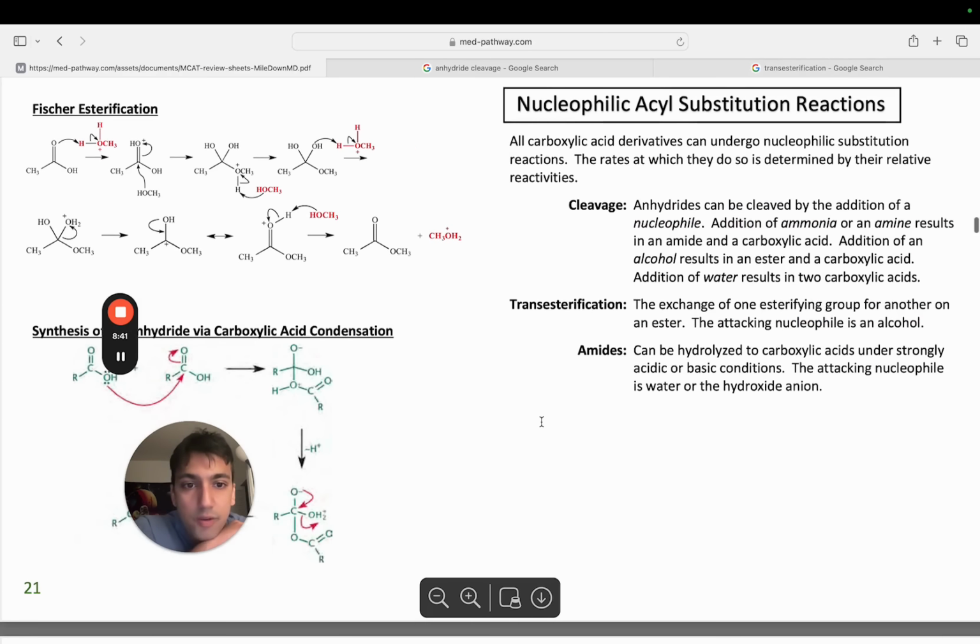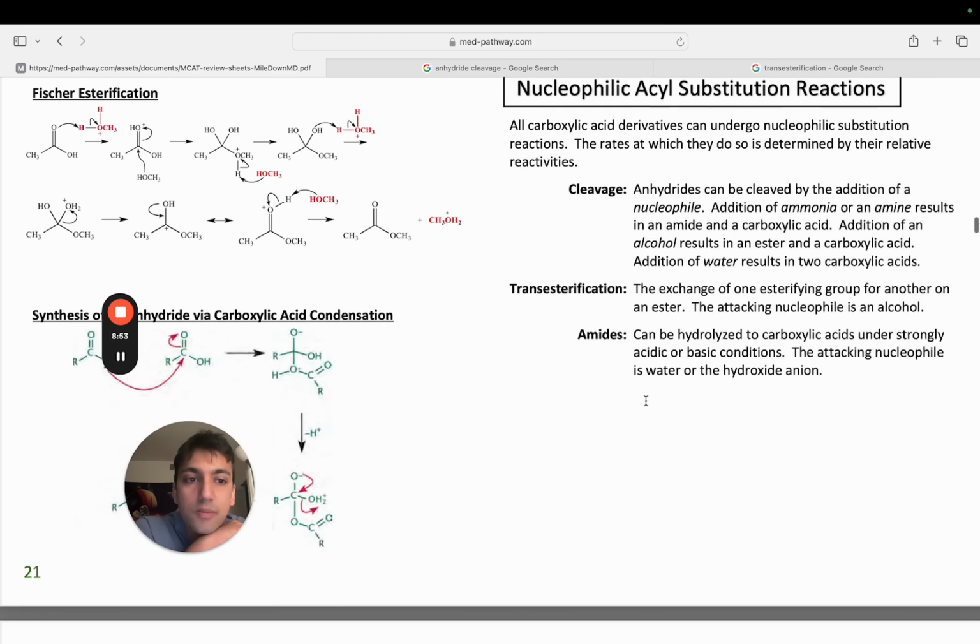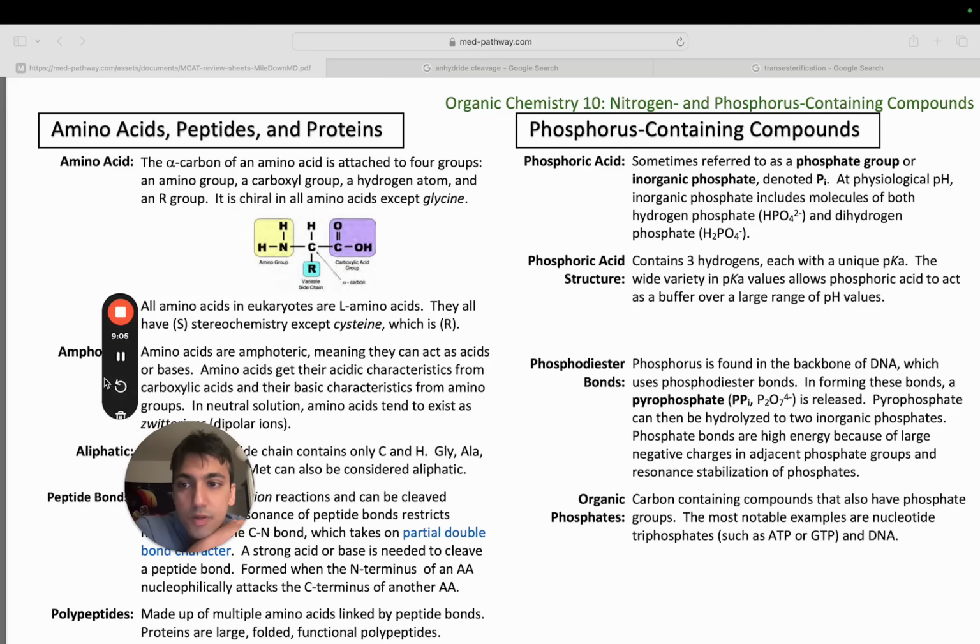Okay. Now we have amides. Amides can be hydrolyzed to carboxylic acids under strongly acidic or basic conditions. The attacking nucleophile is water or the hydroxide ion. That should make sense to you. Basically, the amide is going to be hydrolyzed and converted to a carboxylic acid. That happens under acidic or basic conditions. Okay, let's keep going.